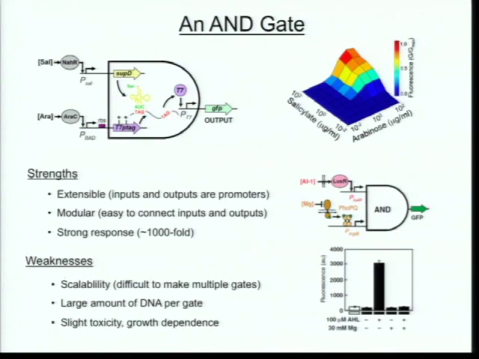It required a lot of DNA, and there was very, very slight toxicity, probably less than 5% in terms of the change in the growth rate, which you don't notice when you're just building an AND gate. But when you start putting these larger systems together, as we've been doing, those 5% really add up, and you end up with a program that can be quite toxic to the cells.